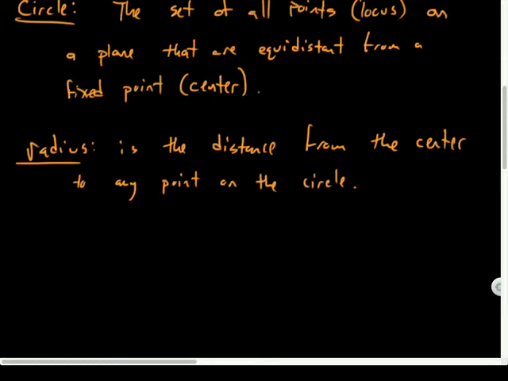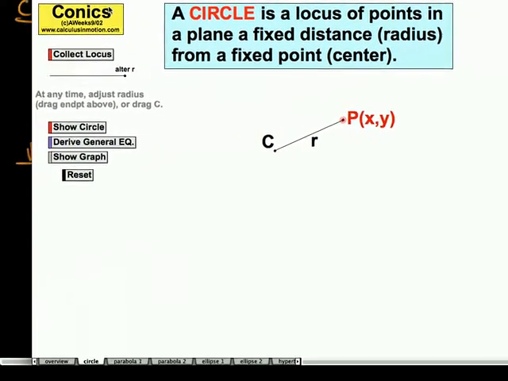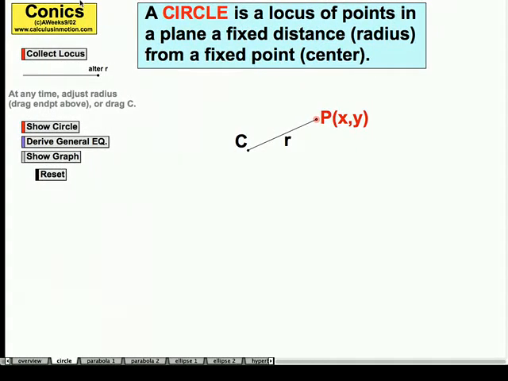This next sketch is brought to you by Algebra in Motion. So this is not my own sketch. It says a circle is the locus of all points in a plane of fixed distance, the radius, from a fixed point, the center. So here's my radius. You can alter what the radius is: small circles, big circles, different things like that.